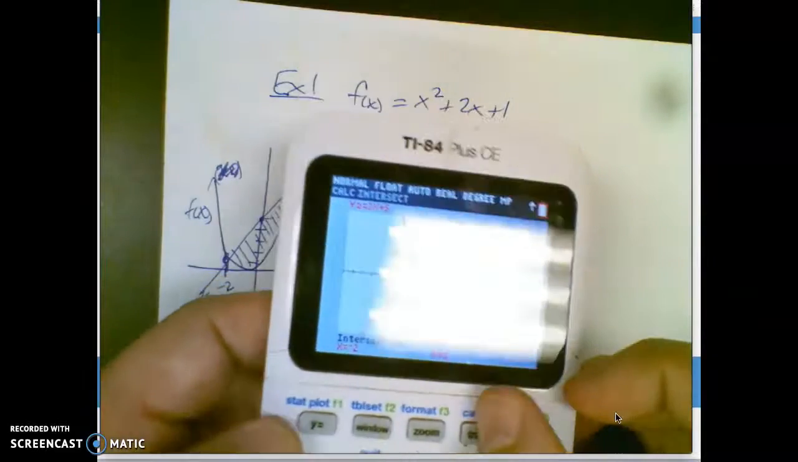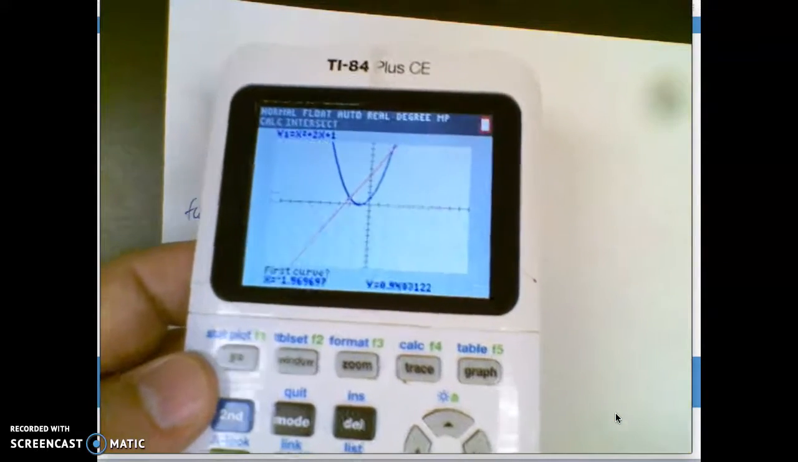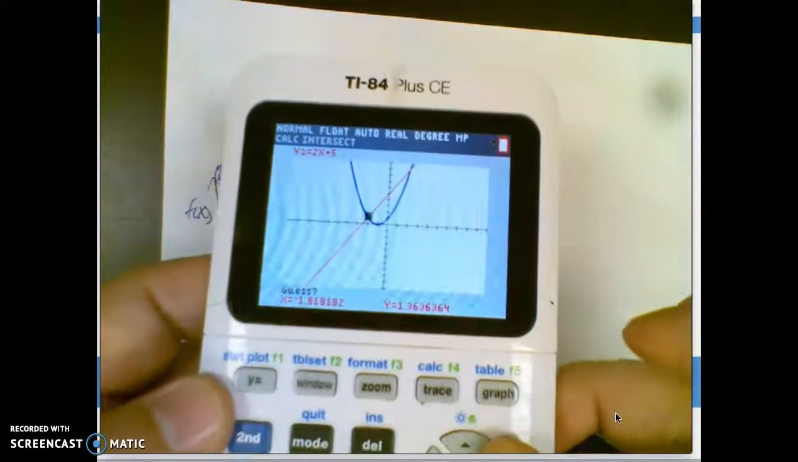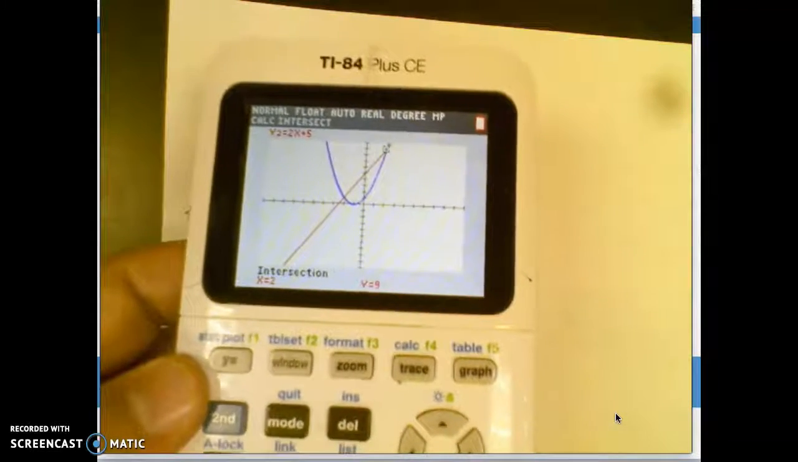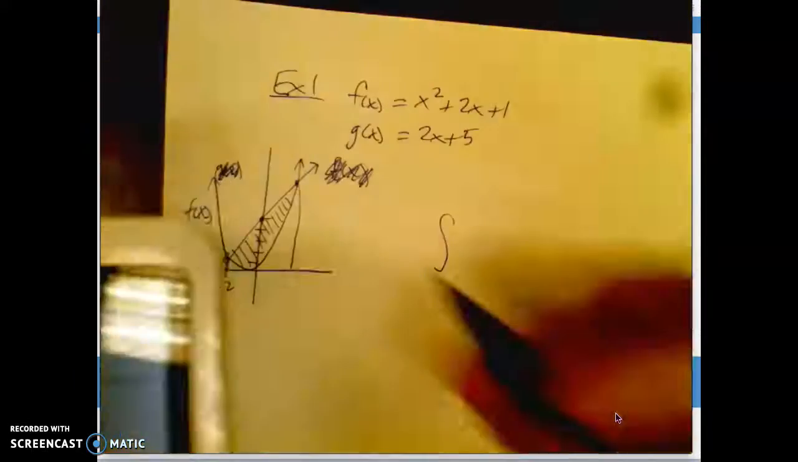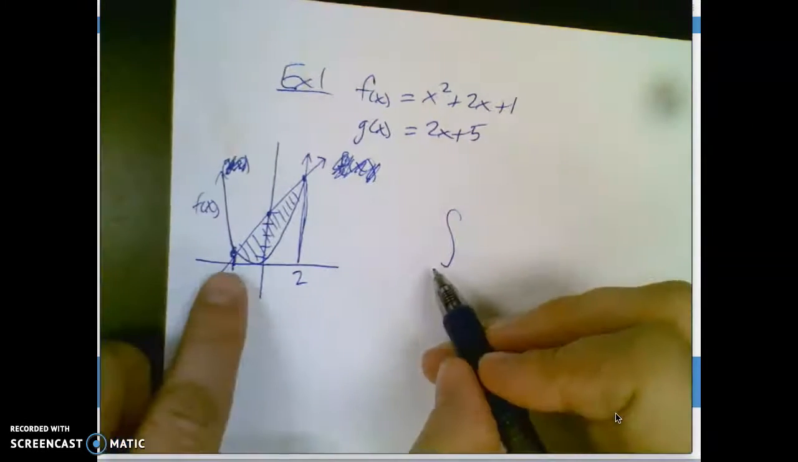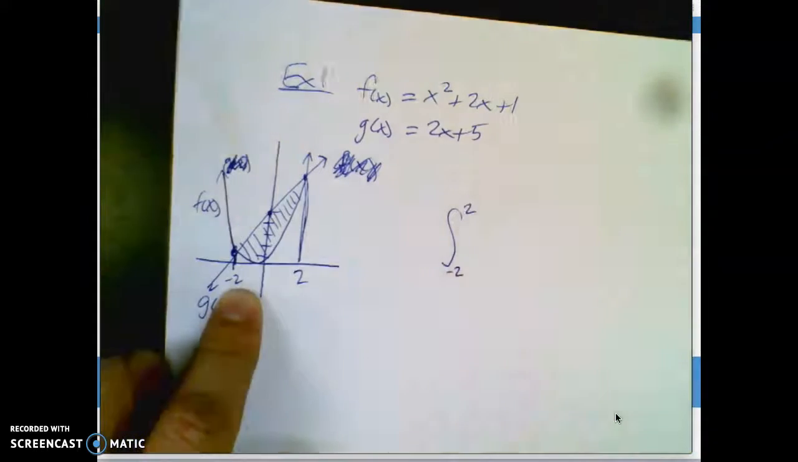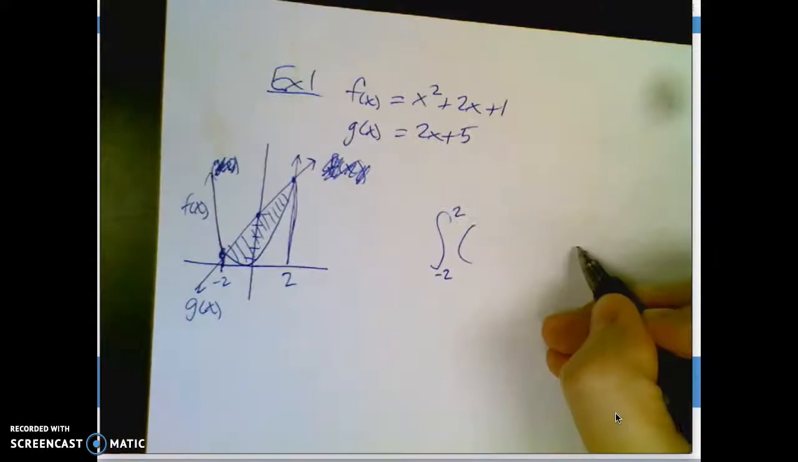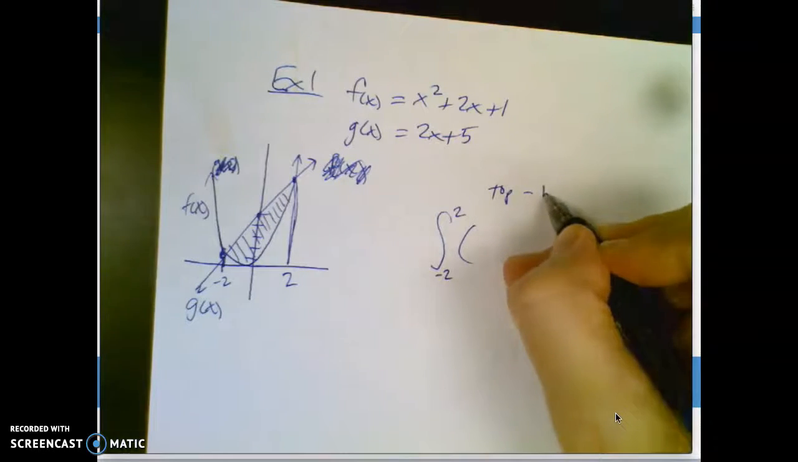And then I'll do it again. Second, calc, intersect. First curve, enter. Second curve, enter. And then scroll up so it's close to where they cross. And they intersect at 2, 9. I really only care about the 2 part of that. So when I do my integral, these are always x values. It starts at -2. It ends at 2. So all that has to go in here is top minus bottom.